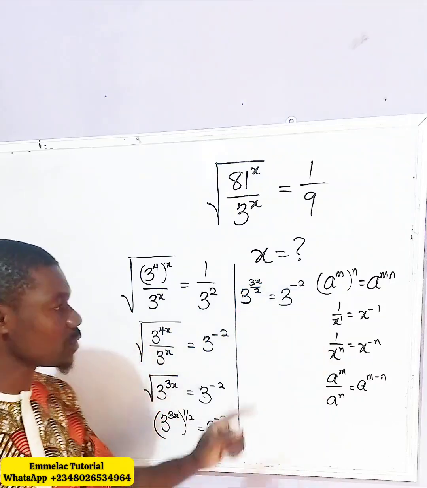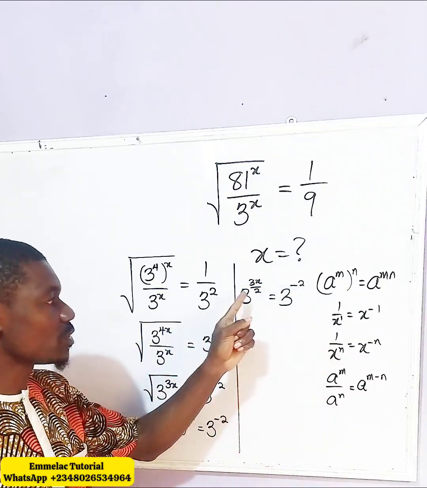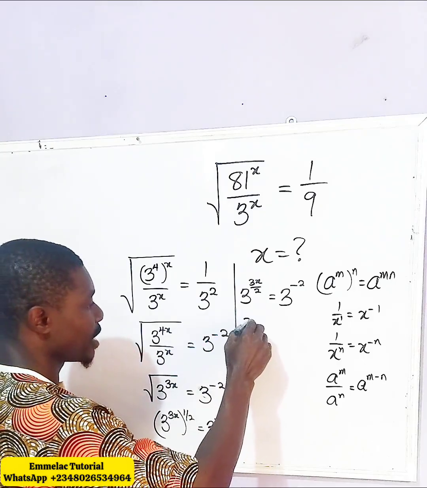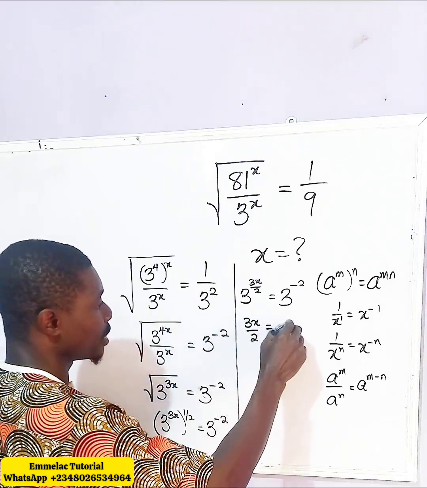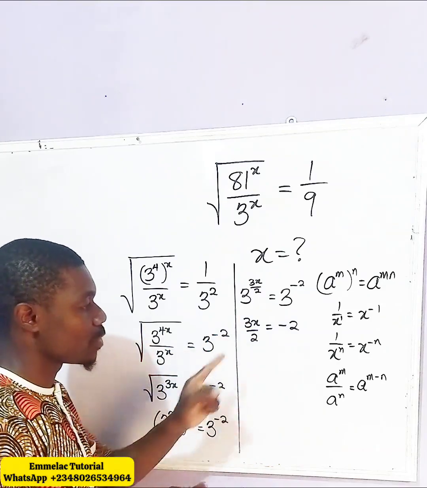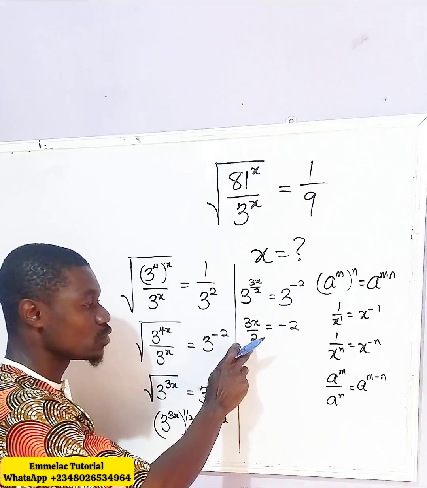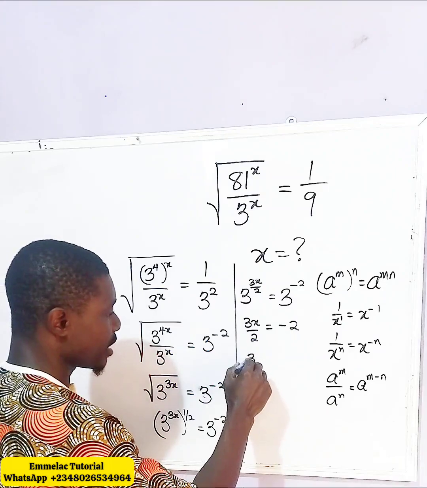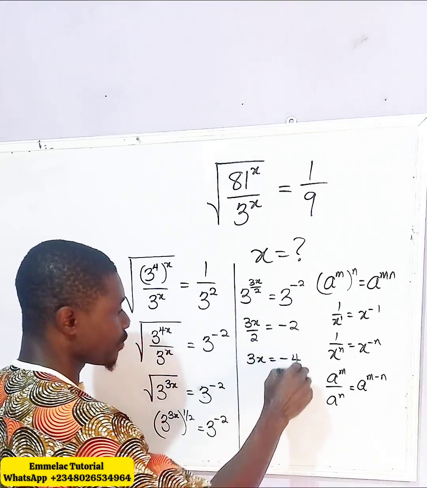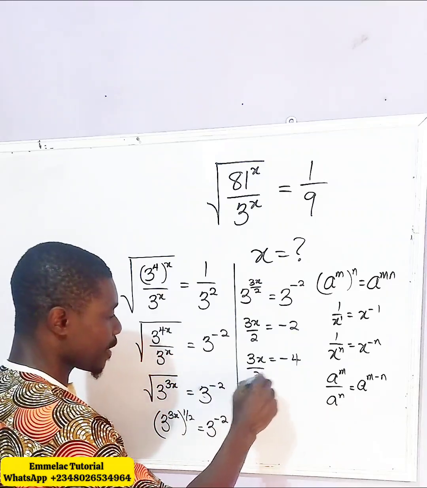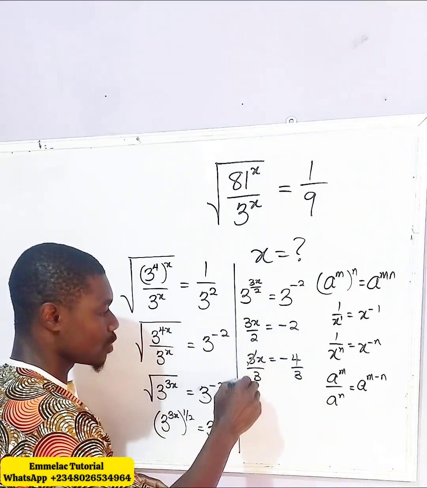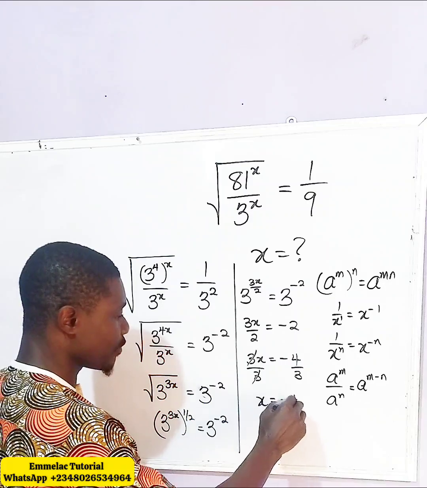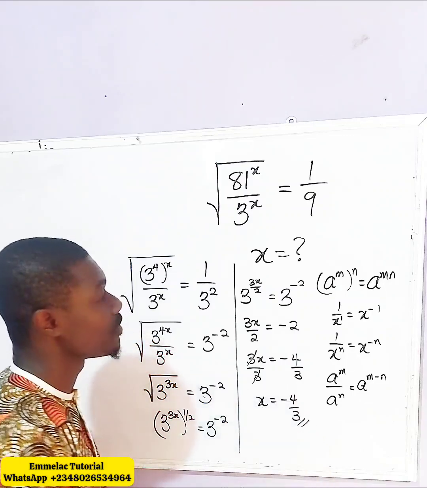Now since we have the same base, we can equate the exponents. So here we have 3x all over 2 equals negative 2. Now let us multiply both sides by 2, because by multiplying both sides by 2 we undo the denominator, so we have 3x equals negative 4. Now let's divide both sides by 3, because we want to undo the coefficient of x, which is 3, so x will give us negative 4 all over 3 as the final answer.